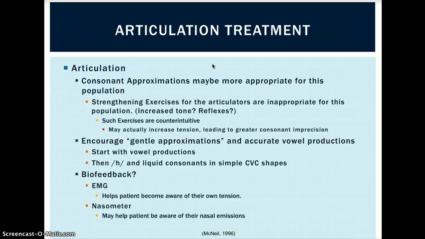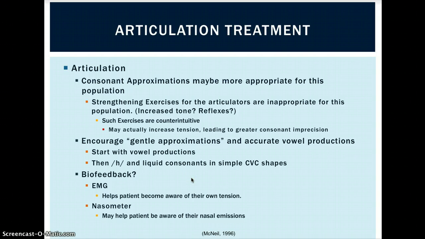So, articulation treatment. Realistically, we should be looking at gentle approximations and vowel productions first. We're going to want to start with the vowels and move on to some simple consonant sounds with the h and other liquid consonants and simple CVC shapes. Again, we can use biofeedback to help patients be aware of their own tension when articulating specific words and consonants, and the nasometer may be used to help patients be aware of their own nasal emissions.